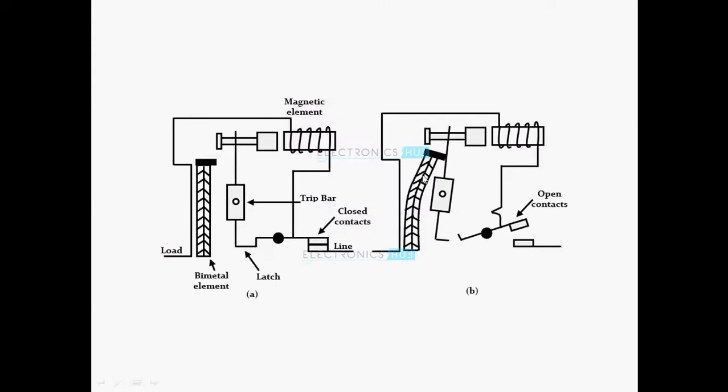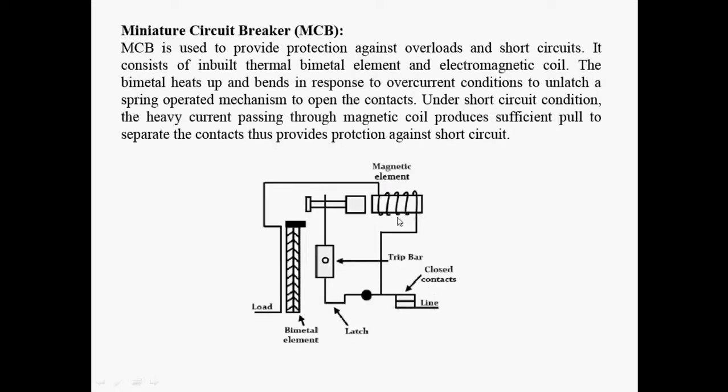In this bimetal, this is straight, this is bent, and this operation opens the contact. Again, the slide: the bimetal heats up and bends in response to overcurrent conditions to unlatch a spring-operated mechanism to open the contacts.